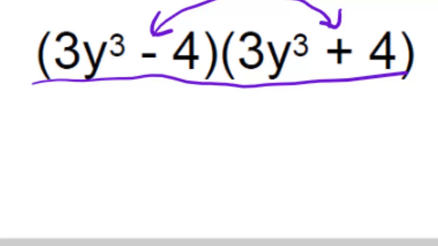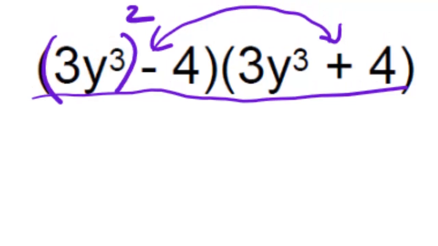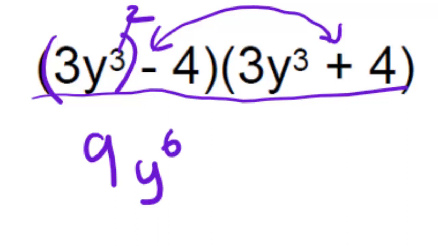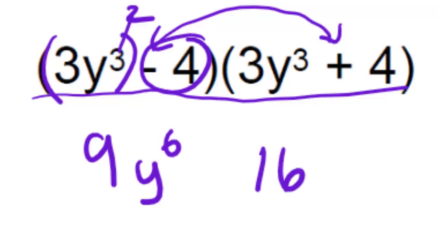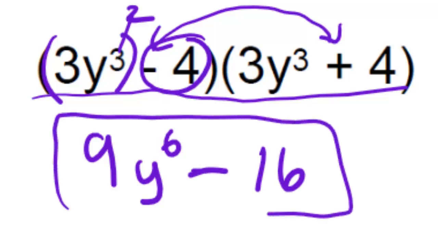So this first one says, take that first term and square it. So we're going to take this term right here and square it. And then 3y to the third power squared is going to give us 9y, and then remember the power to power, so 3 times 2 is going to give us the 6 power. Then we're going to take this second number and square it. So 4 times 4 is going to give you the 16. And the pattern always produces a minus in between. So this is our difference of squares that comes out of the sum and difference product.